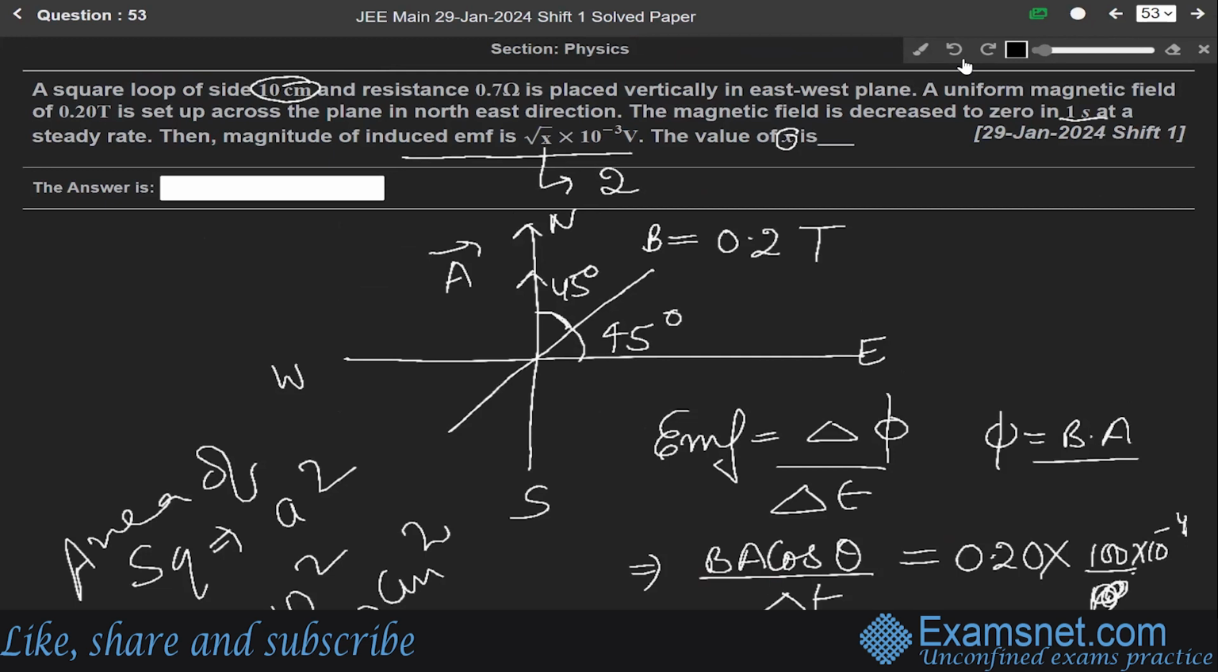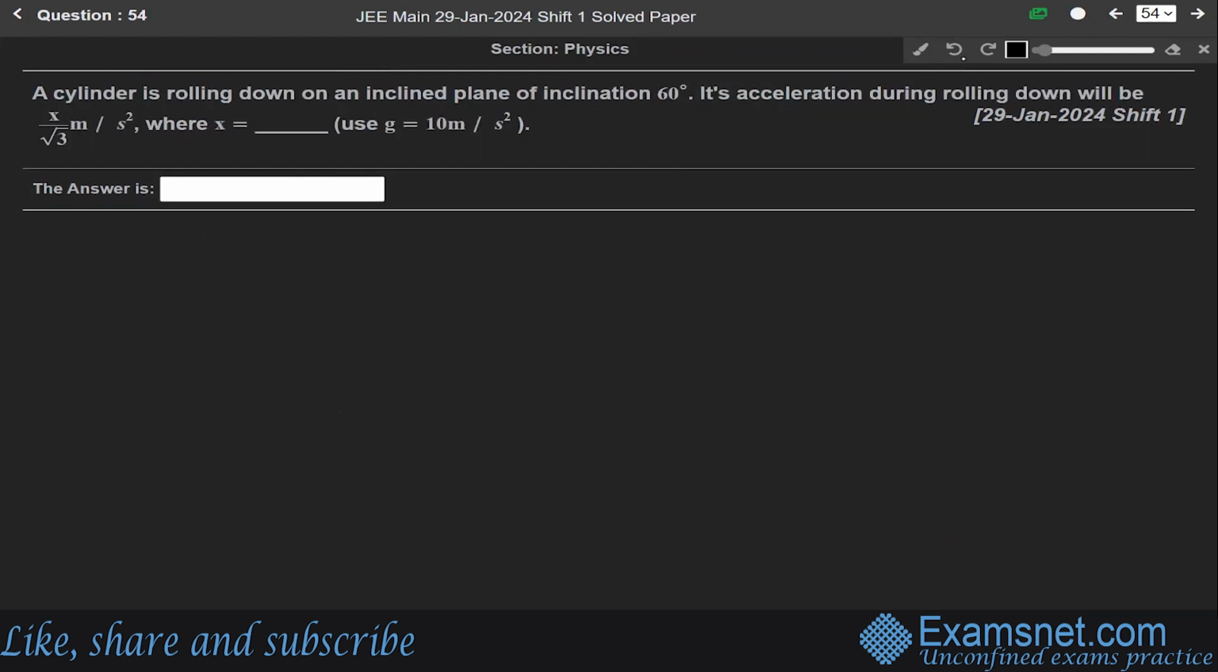Okay. Now question number 54. This question says that a cylinder is rolling down on an inclined plane at an inclination of 60 degree. Its acceleration during rolling down will be, we have to find its acceleration. So this question is from the chapter of rotational motion, okay?